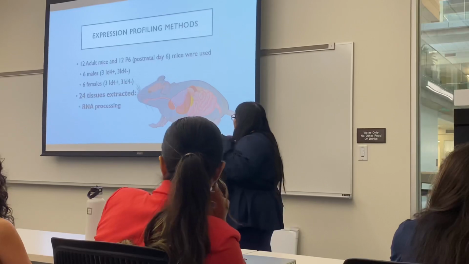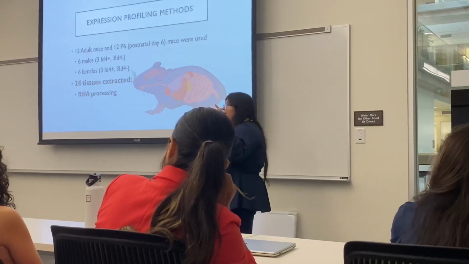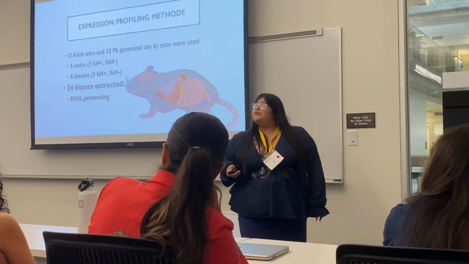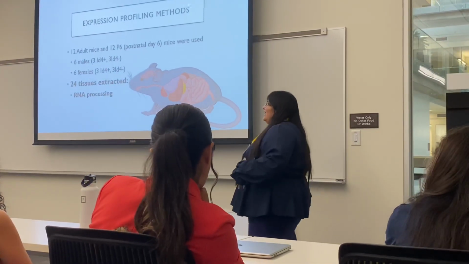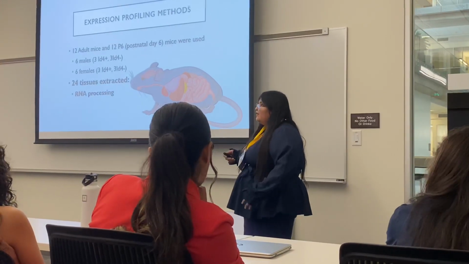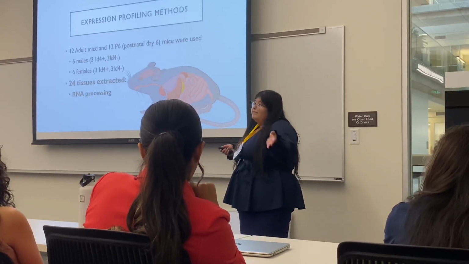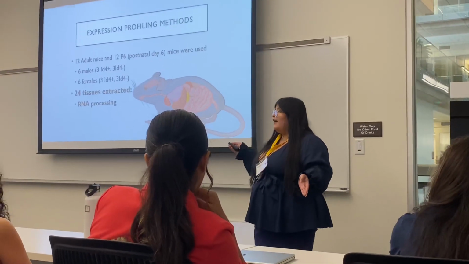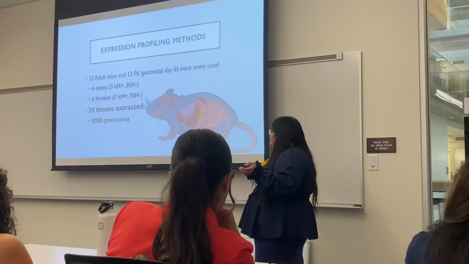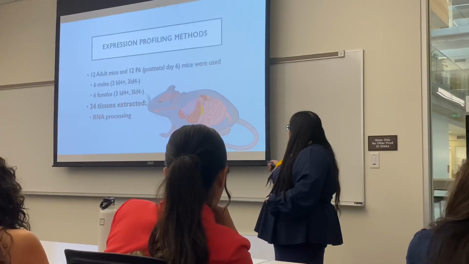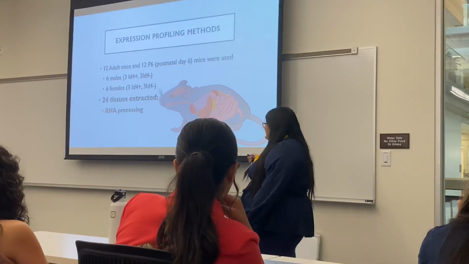We are using 12 adult mice and 12 P6 mice, which are postnatal day 6. So these are tiny little pinkies. They are 6 days old, but they're very relevant in regards to development, because they're going through a very critical stage when their organs are differentiating and they're developing into adults. So we use 6 males and 6 females. 3 of them are ID4 positive, and 3 of them are not ID4 positive. So we extract 24 tissues throughout the different components: the lower half, the thoracic cavity, and essentially the brain.